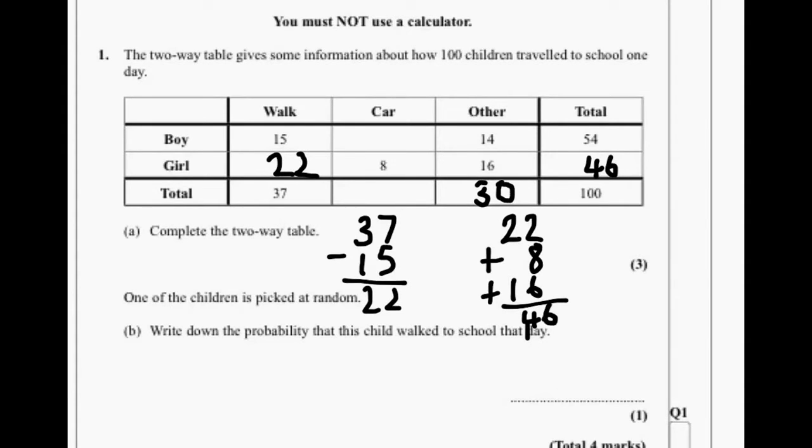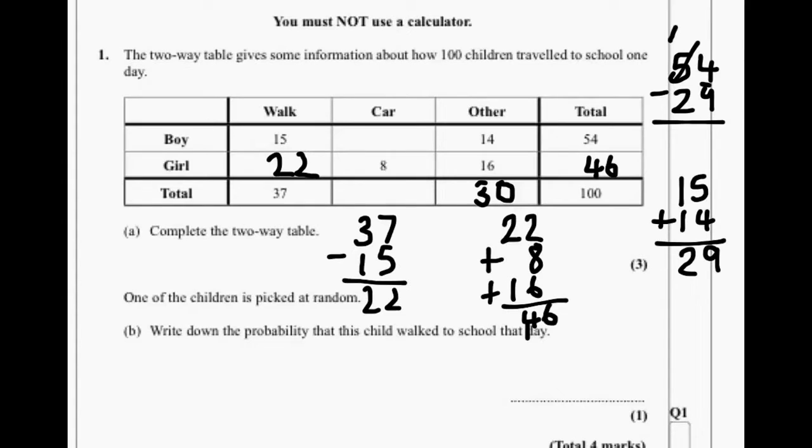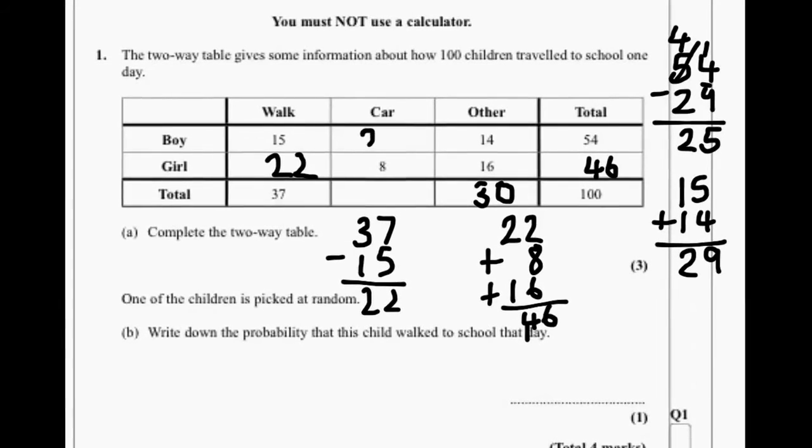I've got a row here with just one piece of information. That's the total, 54. And this, and this add up to it. So I'm going to first of all add up 15 and 14 to make 29, and then I'm going to take that away from the total. So that's 54, take away 29, 4 take away 9 I can't do, so I'll borrow one from next door. 14 take away 9 is 5, 4 take away 2 is 2, so that's 25, and that goes in here.